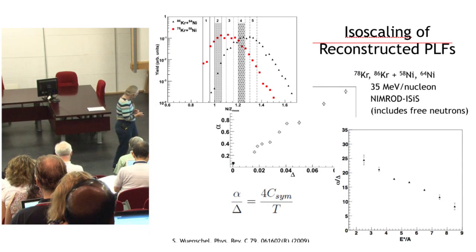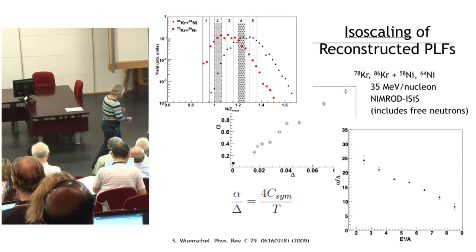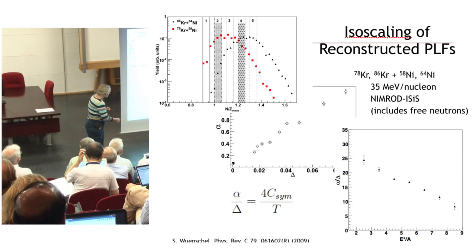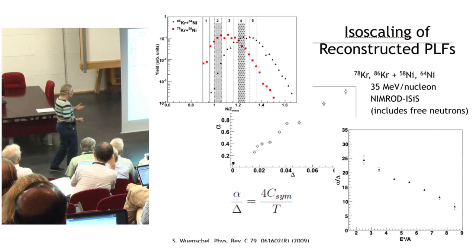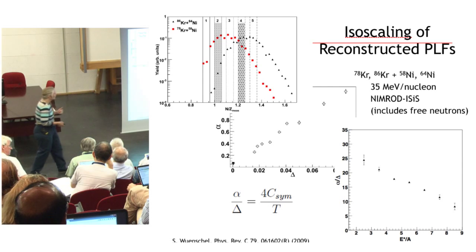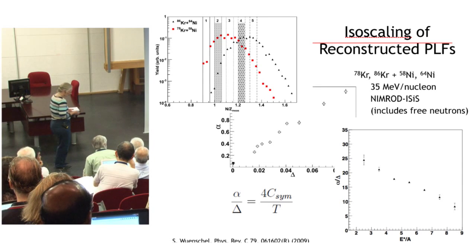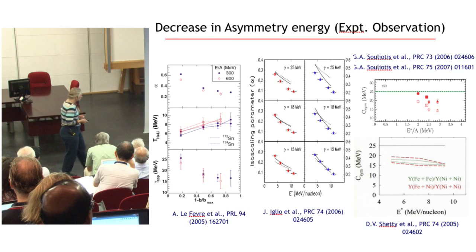When doing this, she extracted, and this comes out of the isoscaling, where alpha over delta should be related to C_sym over T. If you look at alpha over delta as a function of the excitation energy, you see this decreasing. So as the excitation energy increases, your temperature is increasing, but you start to be able to measure things based upon this isoscaling. A number of different measurements were done by a number of different groups, both measuring directly and then in comparison to models.